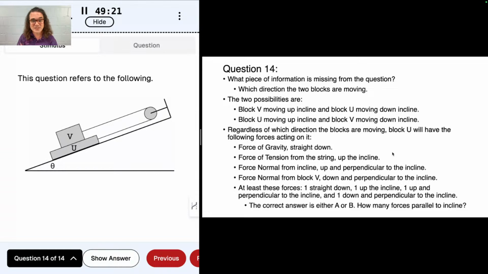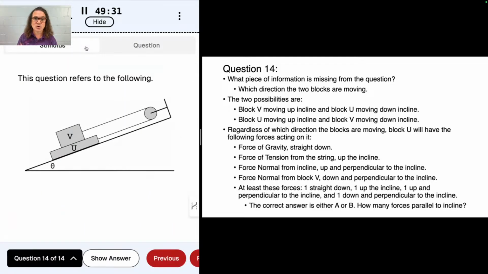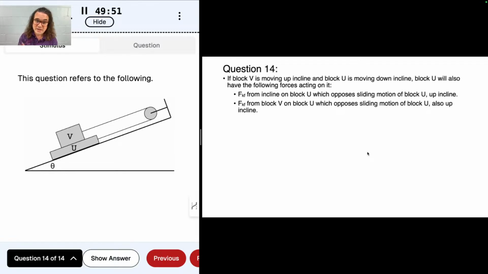But the question now is, so the correct answer is either A or B. So the question is, how many forces are parallel to the incline and what direction are they in? So here we go. If block V is moving up the incline and block U is moving down the incline, block U will also have the following forces acting on it. The force of kinetic friction from the incline on block U, which opposes the sliding motion of block U, which is then up the incline. The force of kinetic friction from block V on block U, which opposes the sliding motion of block U, which is also up the incline.